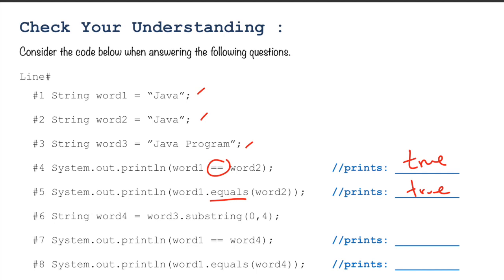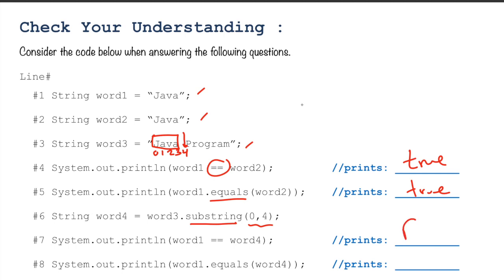But now we get someplace a little bit different here. We see that word 4 is going to take word 3 and substring. It's going to construct from index 0 up to 4, not including index 4. Remember, that's how the substring method works. So we start with the index 0, 1, 2, 3, 4, but we're not going to include that space at 4. So it's going to construct the word Java. So word 4 is storing Java. Will line 7 print true or false?